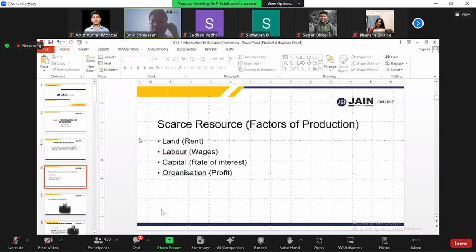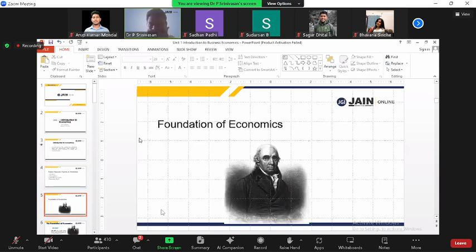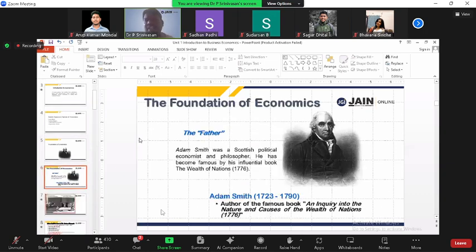Now three more definitions I want to explain. This is scarce resources. Two more. To start with, you should know the father of economics, the subject. The father of economics is Adam Smith. Adam Smith is the father of economics.